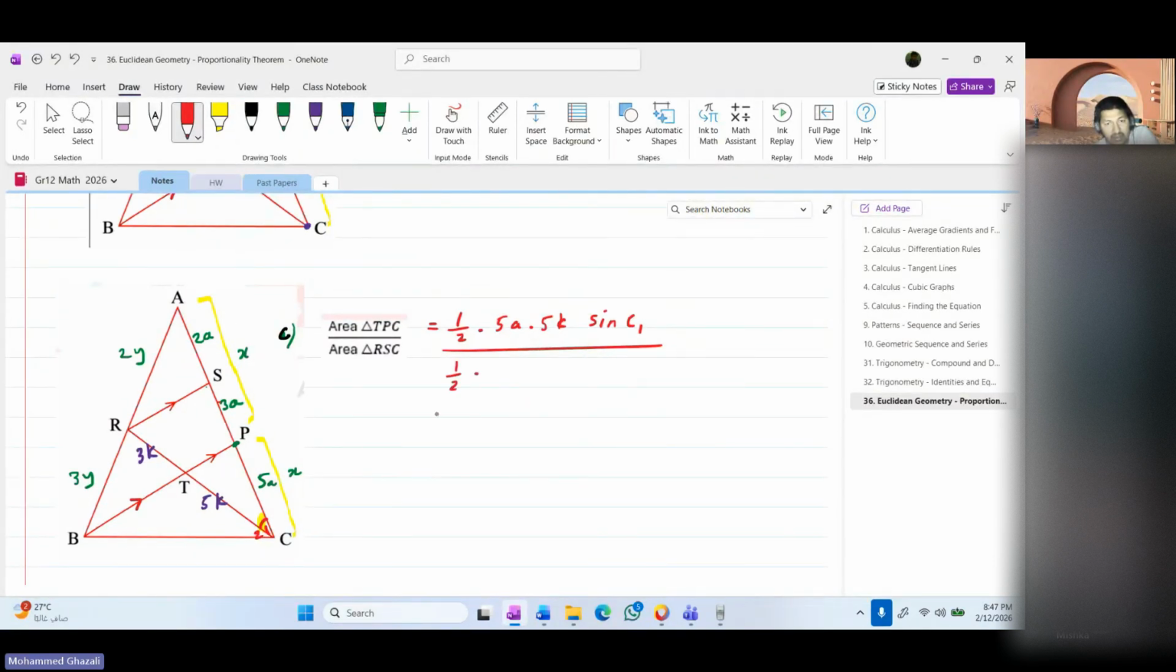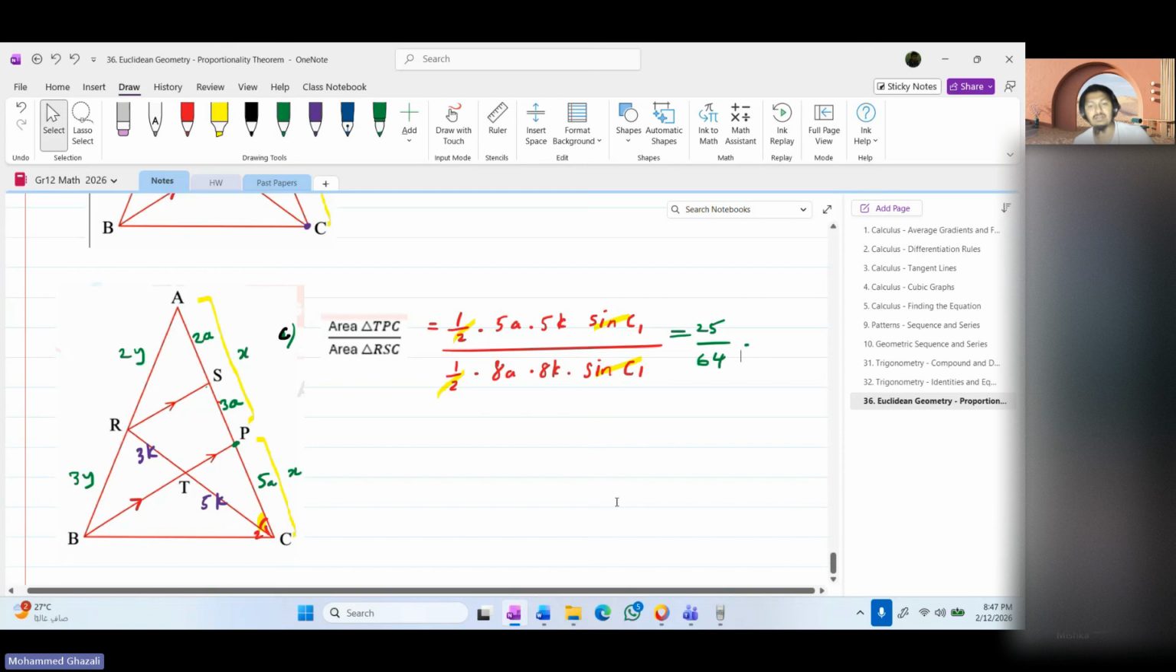Next one, half RSC, all right? RSC. So what is this? 8K. What's on this side? 8A. And sine of angle C. So you can see sine C is cancelled out. All the variables cancel out. The only thing that you are left with is 25. 5 times 5 is 25. And 8 times 8 is 64. 25 over 64, right? So nice problem, guys.